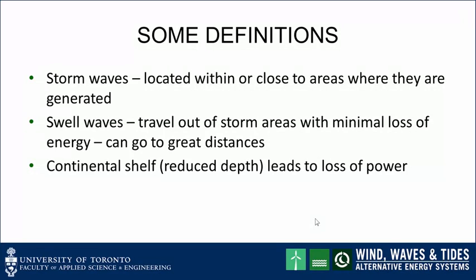A couple of additional definitions. We talk about storm waves as being waves that are within or close to areas where they are generated. So that's sort of a special category. Swell waves are waves that travel out of storm areas with a minimal loss of energy, and these waves can go really great distances. And just a note that as you approach a shoreline on the continental shelf, the reduced depth can lead to a loss of power.